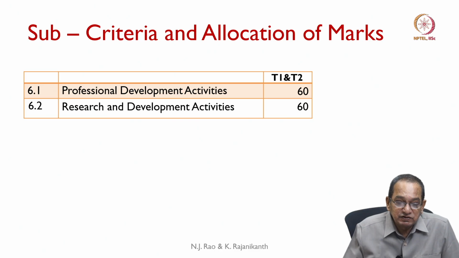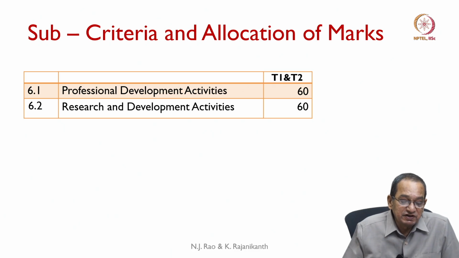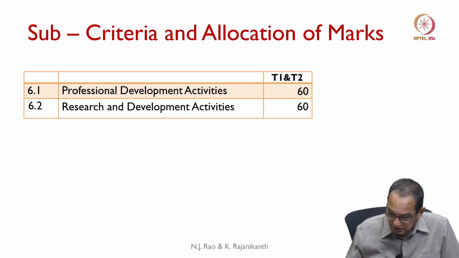The entire Criterion 6 is in two parts, each for 60, totaling 120. One part, 6.1, is concerned with professional development activities, which we are going to cover in this unit, and the next sub-criterion, 6.2, is concerned with research and development activities, again for 60 marks, which we will discuss in the next unit. So, Criterion 6 is split into two parts, faculty contributions.